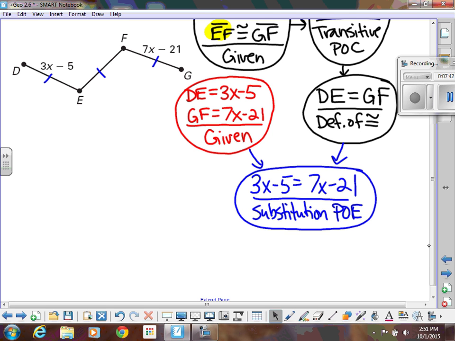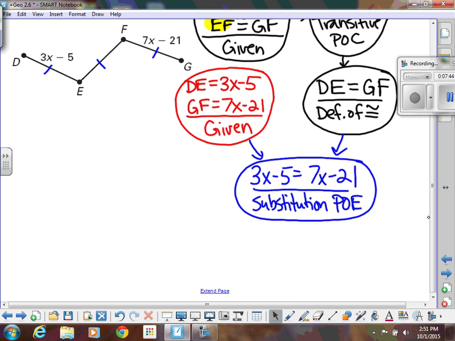Okay, so from here, this is just an algebraic proof. We're just going to solve this. I'm going to subtract that 3x on both sides, so that's going to give me negative 5 equals 4x minus 21. So that's the subtraction property.